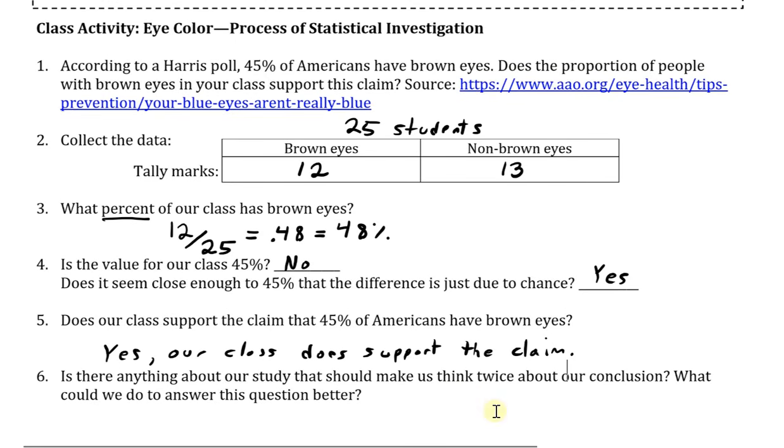Question 6 here says, is there anything about our study that should make us think twice about our conclusion? What could we do to answer this question better? There are many different answers to this problem, because when analyzing a situation or critiquing it, there are many ways to adjust and change it. However, a couple things that I would point out would be the fact that what we're analyzing is a class of data. So we're looking at individuals that all come from a specific region. That could be a problem. Also, the fact that I have only 25 students in my sample.